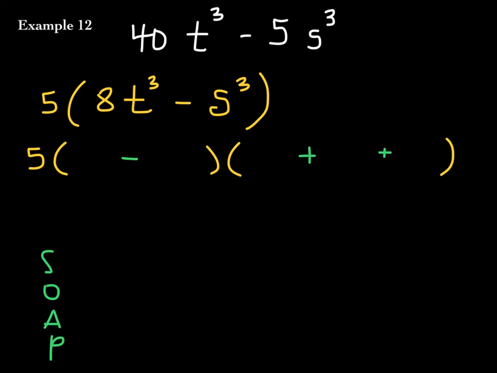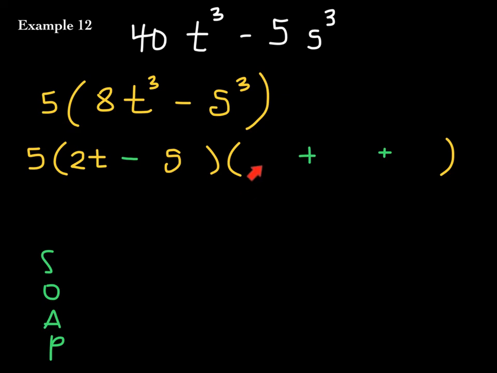Now the term that goes first right here is the term whose third power gives you 8t cubed. What do you cube in order to get 8t cubed? You would have to cube 2t. If you cube 2, you get 8. If you cube t, you get t cubed. Now, what do you cube in order to get s cubed? Well, that one's easier. You just get s, right? S raised to the third power gives us s cubed.